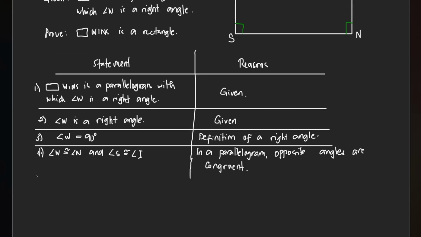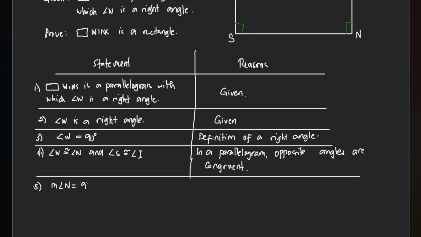Next reason or statement natin will be, ano pa? Number 5. Kasi hindi pa natin na-prove. So number 5 natin, we can say na measure of angle W, or measure of angle N is also equal to 90 degree.